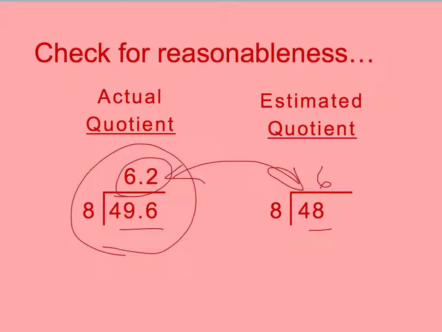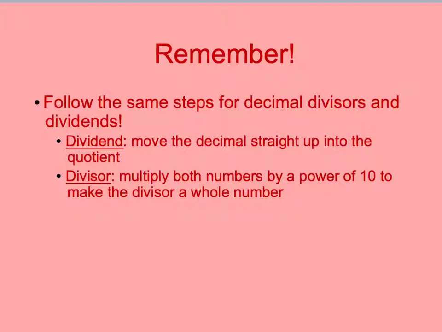Before I let you go, I just want to give you a couple of reminders. When you're dividing one decimal by another decimal, you're going to follow the same rules as you would if you just had one decimal. If you had the problem 6.2 divided by 3, this is a dividend decimal. The rule is to simply take this decimal and move it up to your quotient. We did that in the problem we just did.